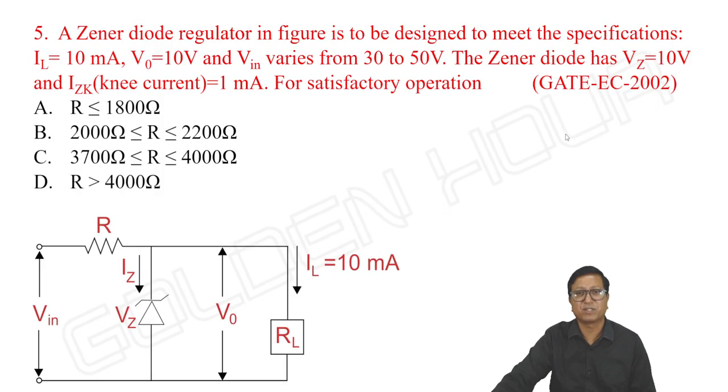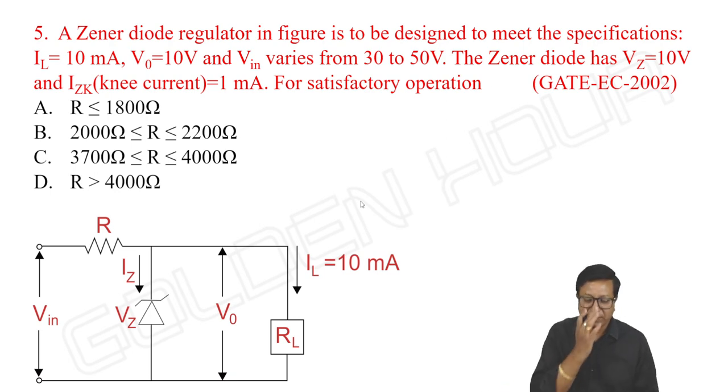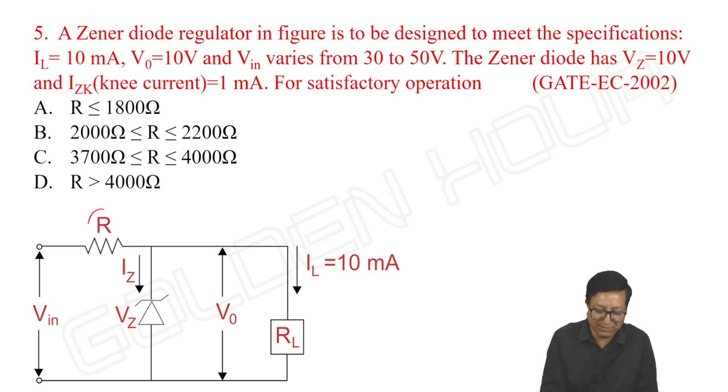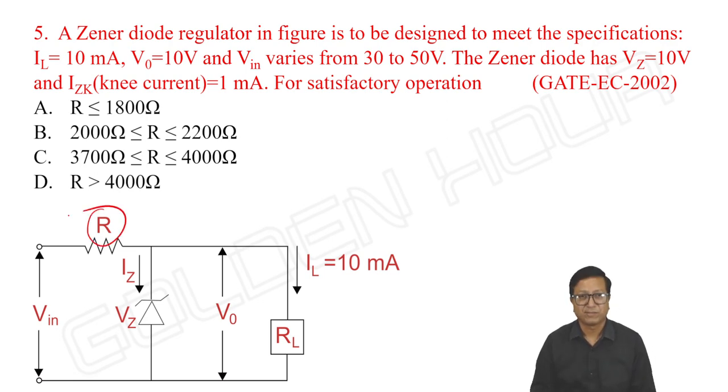Now, let us see some more problems asked in previous GATE papers. GATE 2002. A Zener diode regulator in the figure is to be designed to meet the specifications: IL is equal to 10 milliampere, V output is equal to 10 volts, and input varies between 30 to 50 volts. The Zener diode has VZ of 10 volts and the knee current of 1 milliampere. For satisfactory operation, what should be the value of R? Indirectly, they are asking the range of R.